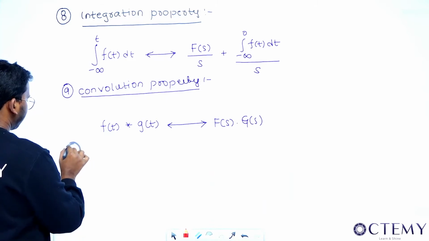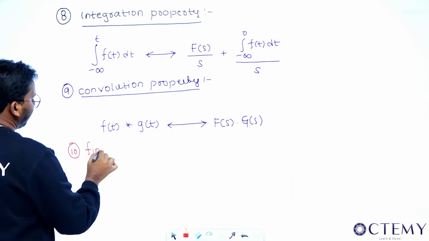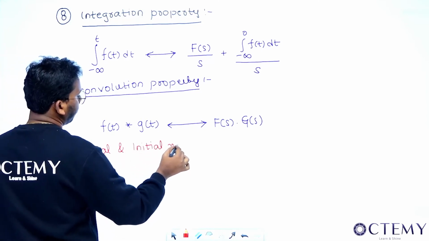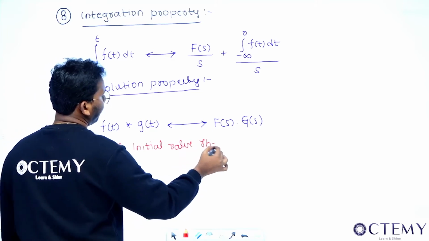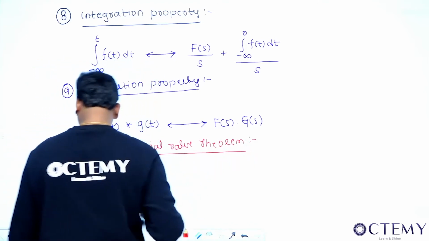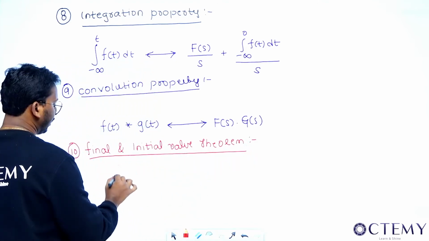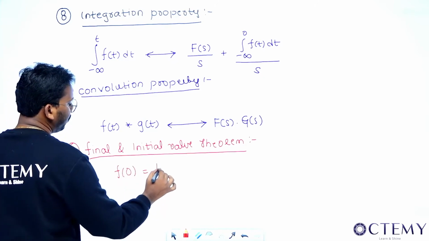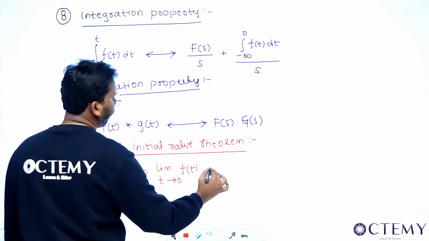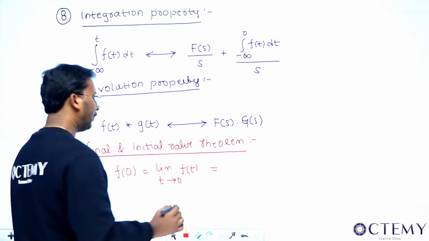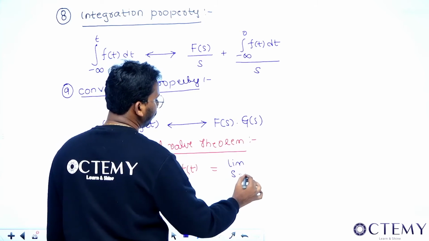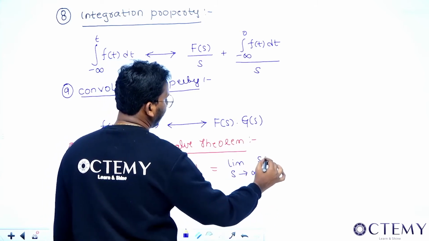Tenth one is the final value theorem. Final and initial value theorem. Now, if you want f of 0, that is initial values, then what do you do? You put limit t tends to 0 f of t. If you want to do it in Laplace domain, how will this get converted? This will get converted to limit s tends to infinity s into capital F of s.